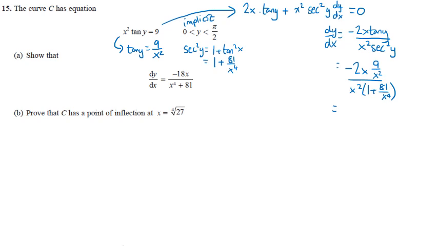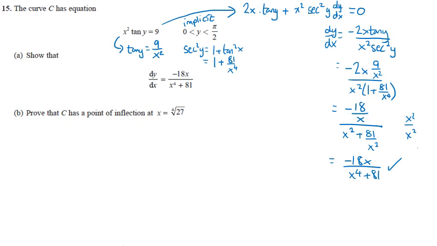So let's just simplify the numerator and the denominator separately first. The numerator becomes minus 18, 2 times 9, and then x over x squared, so that's just 1 over x. And the denominator, if I just multiply the x squared through, I'm going to get x squared plus 81 over x squared. And we're almost there. All we need to then do is multiply top and bottom by x squared. So I'll get minus 18x in the numerator, and if I multiply the bottom by x squared, I get x to the 4 plus 81, which is what I'm after.